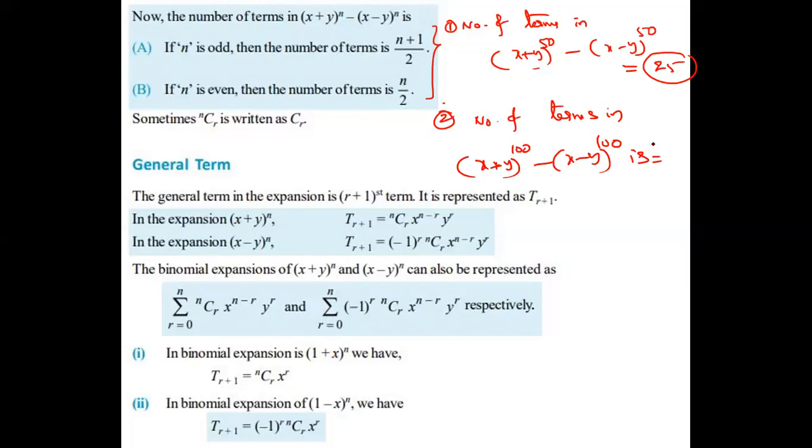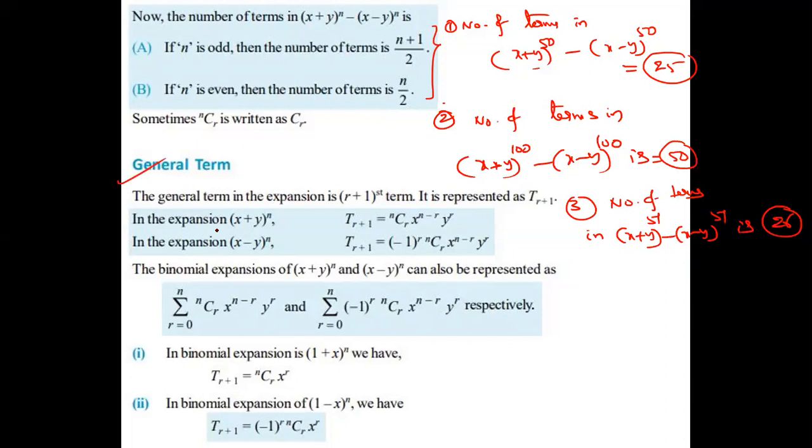Here also n is even. That means the answer is 50. Question number 3: the number of terms in (x plus y) whole power 51 minus (x minus y) whole power 51 is, what is the answer? Yes, like that we can observe this one. Yeah, correct.